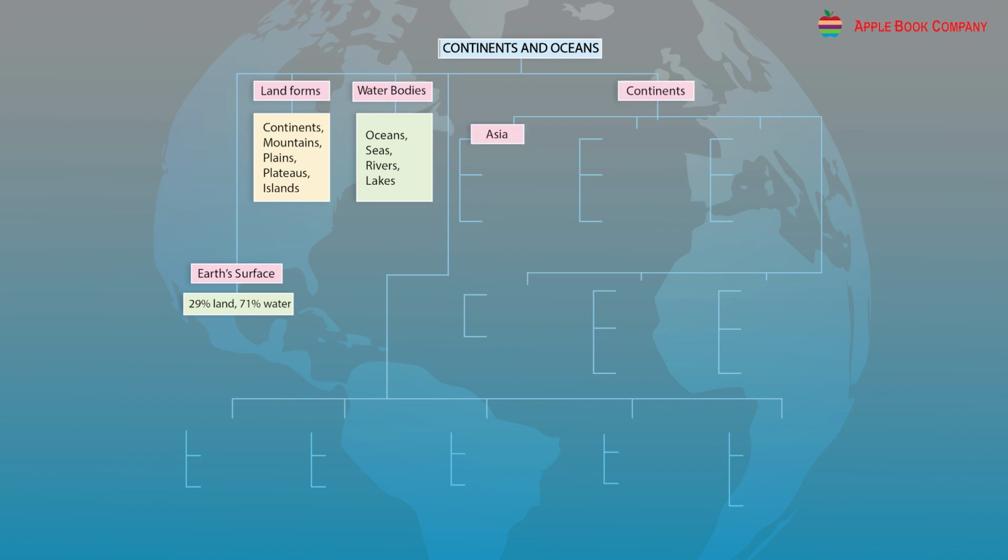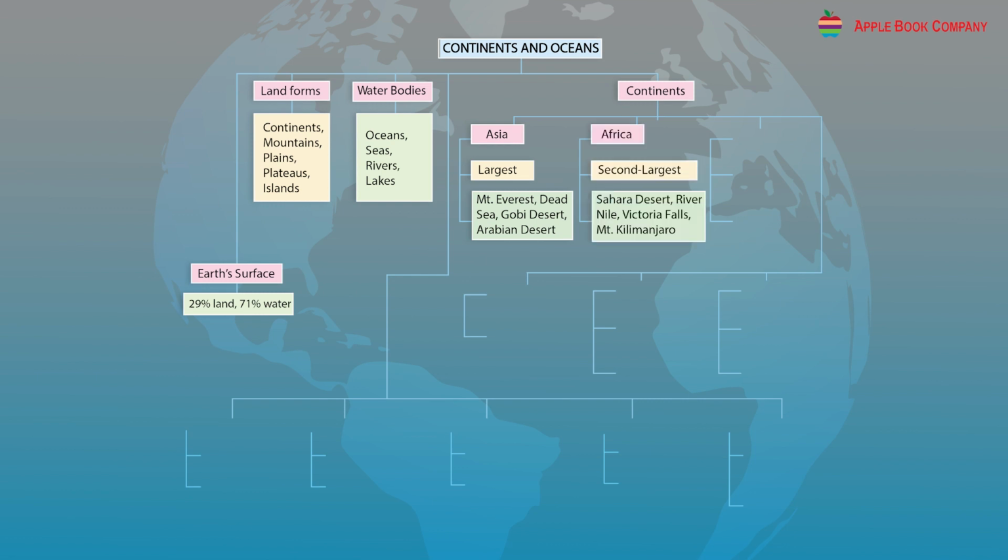Continents: Asia, largest, Mount Everest, Dead Sea, Gobi Desert, Arabian Desert. Africa, second largest, Sahara Desert, River Nile, Victoria Falls, Mount Kilimanjaro. North America, third largest, USA, Mexico, Canada, Mount McKinley, Denali.